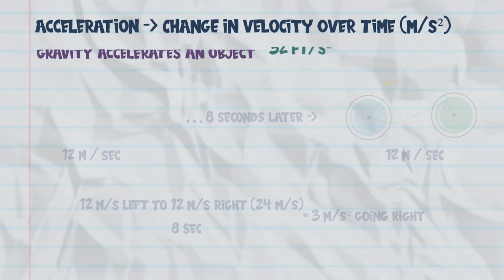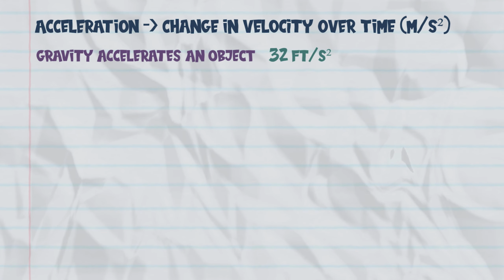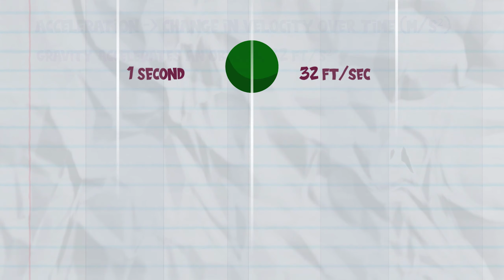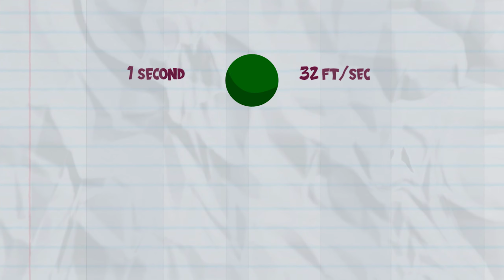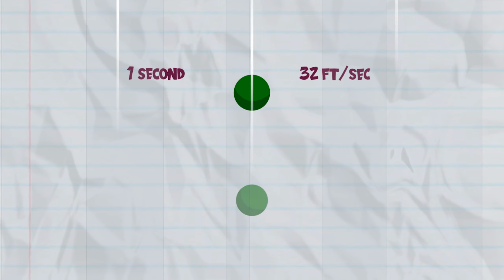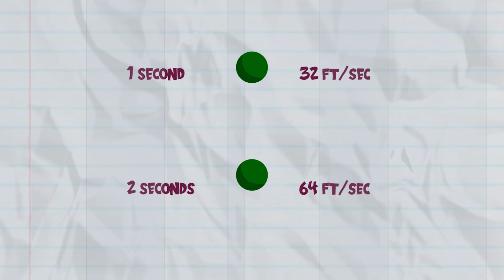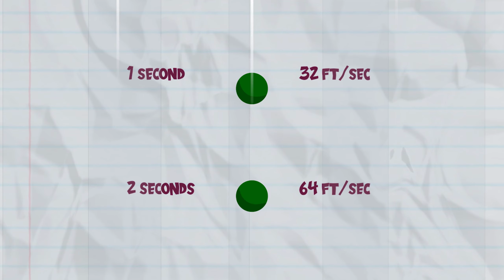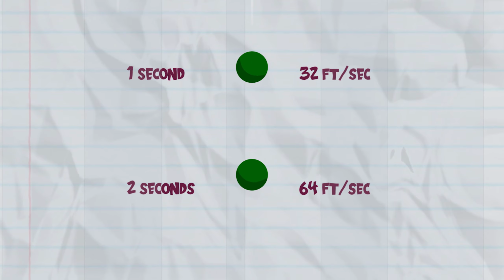Now, gravity is a type of acceleration. Gravity will accelerate any object at a rate of 32 feet per second per second. What that means is if an object falls for 1 second, it will reach a speed of 32 feet per second. After 2 seconds, it will reach a speed of 64 feet per second. Adding acceleration and gravity will allow our circle animation to look more realistic. So let's plot this out.